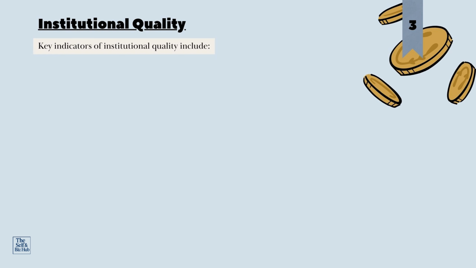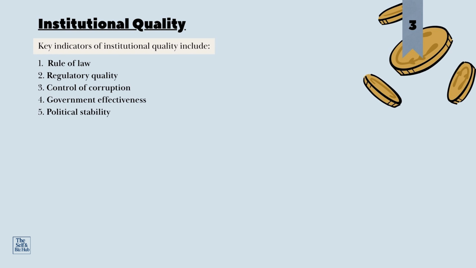Key indicators of institutional quality include rule of law. Do laws apply equally to everyone? Regulatory quality. Do rules support business growth rather than block it? Control of corruption. Are decisions made through proper procedures, not bribes? Government effectiveness. Does the state deliver essential services like education, security, and infrastructure? Political stability. Do rules remain consistent, or do they collapse every time the government changes?